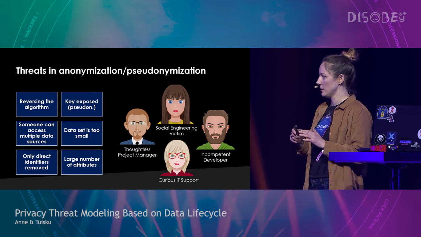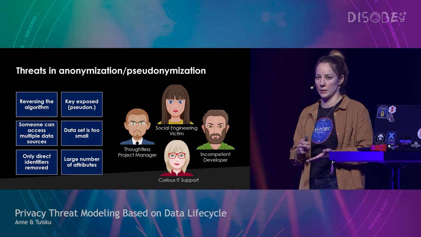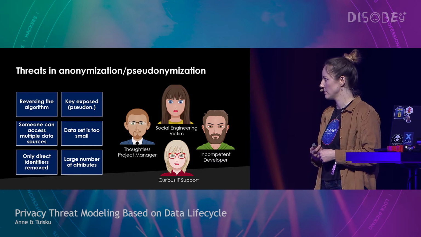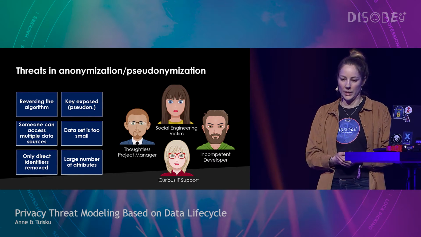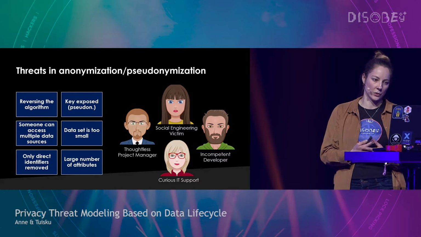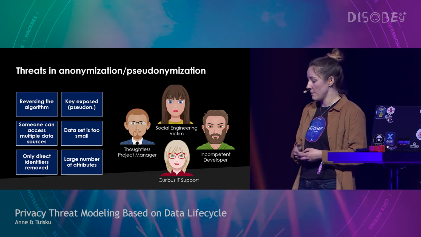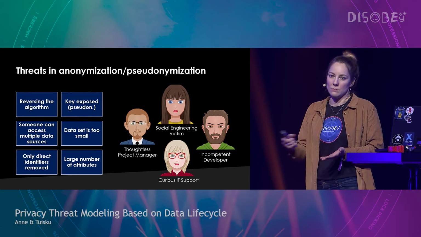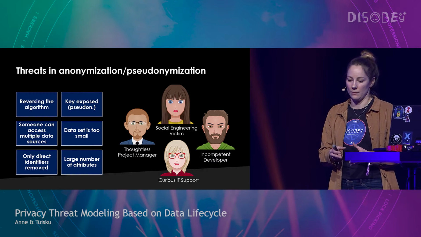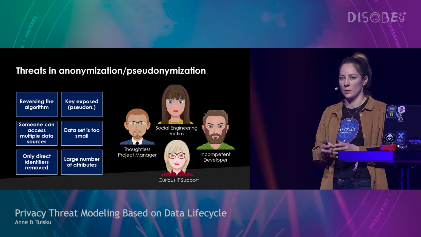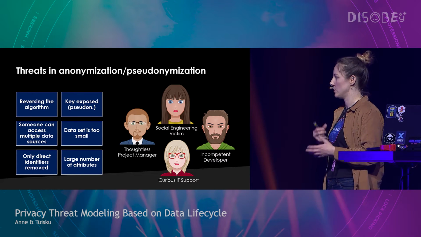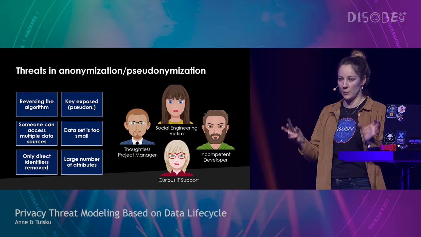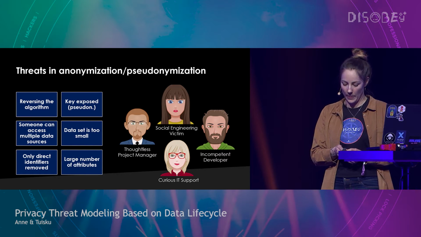It might be that the number of attributes is so large in the data set that you can tell, just by looking at them together, who the person is. Or maybe the data set is so small that you can, by deduction, tell who it is about. An employee, a social engineering victim, could be tricked into sending some data sets out. Maybe if it's been pseudonymized, it might be that both of them look totally safe, do not appear to have any identifying information, but together, actually, they reveal people's identities.